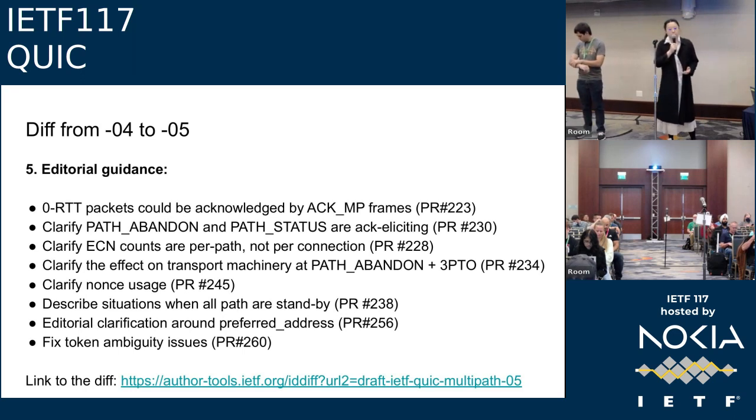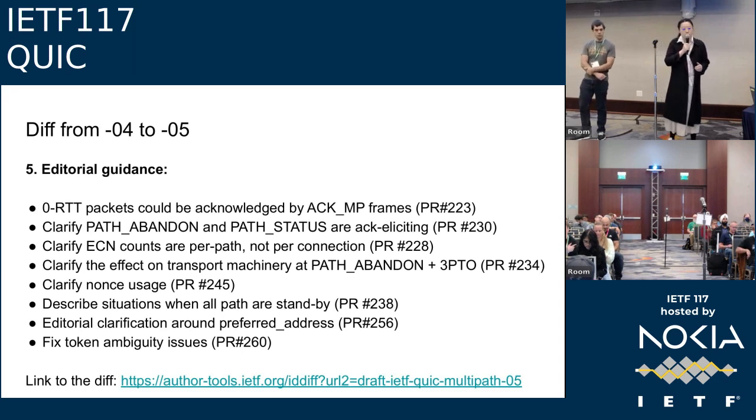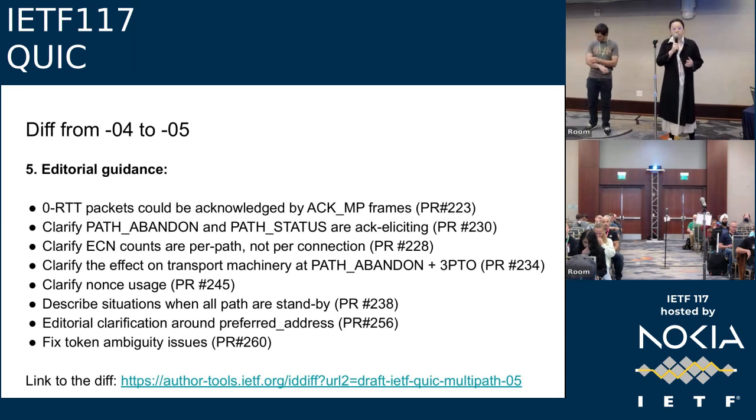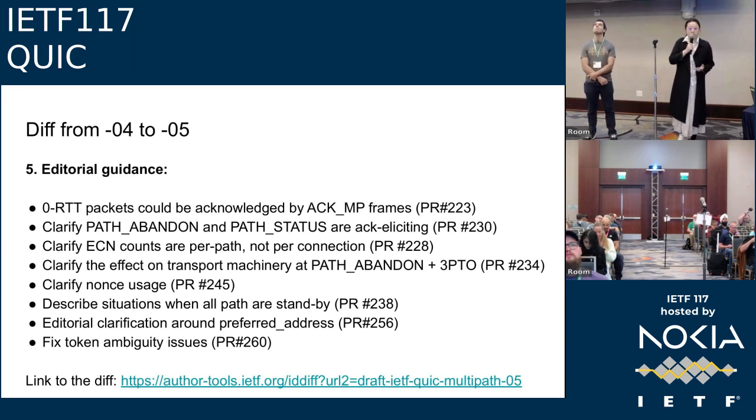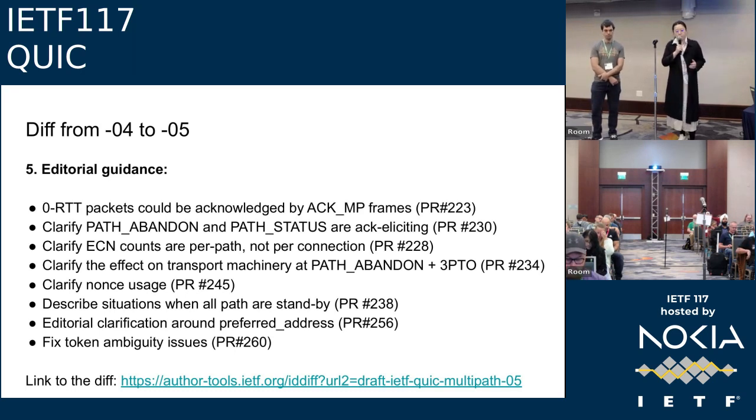And we add some editorial guidance in this draft. People can check the details through the diff. We clarify that zero RTT packets should be acknowledged by ACK-MP frames, although you can just send ACK-MP frames in one RTT packets. And we clarify that path abandon and path status are ACK eliciting. Also, the eliciting counts are per path, not per connection. That's different from QUIC version 1. And we clarify the effect on the transport machinery when people receive path abandon and after 3 PTO timeouts. And of course, about the nonce usage and other things, please feel free to check the details. Next slide, please.